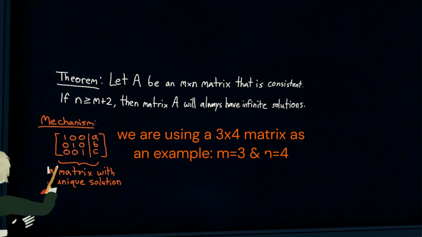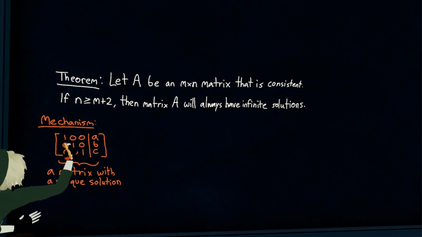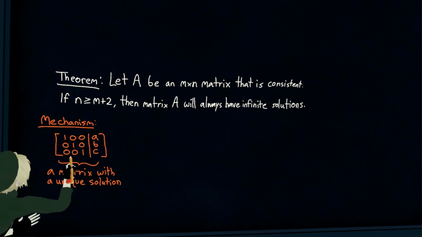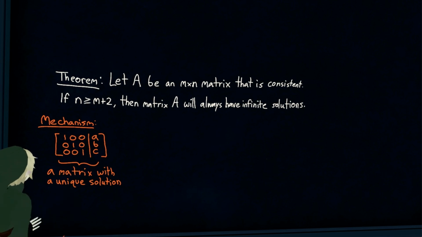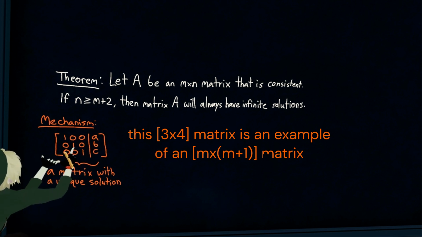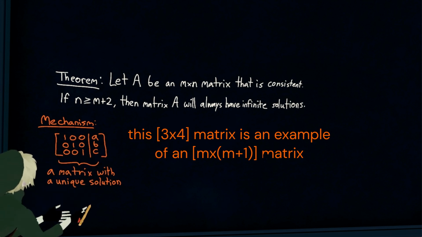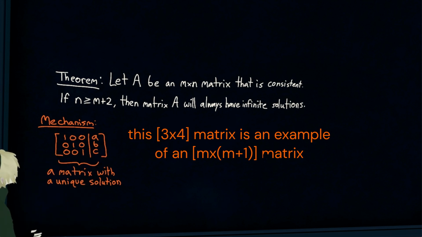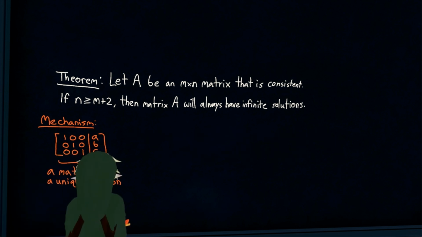Okay? So this is an example of a matrix with a unique solution, right? When we get this, X is equal to A, Y is equal to B, Z is equal to C, something like that. Okay, right. So this is an example of an M by M plus 1, right? A 3 by 4, an M by M plus 1, whatever M number is, okay?